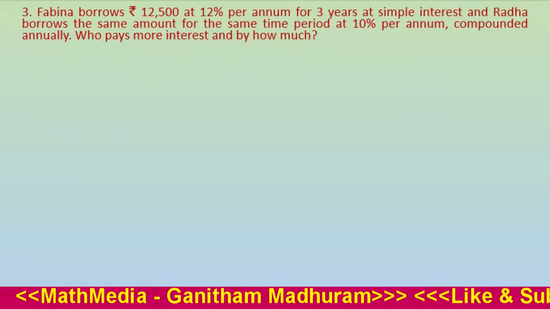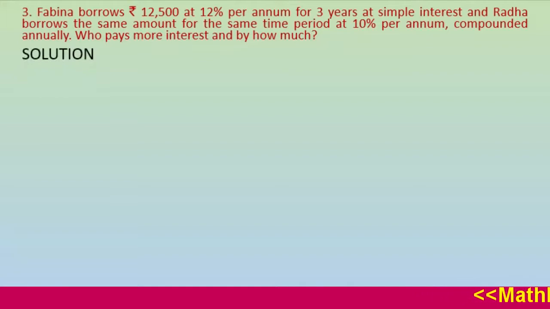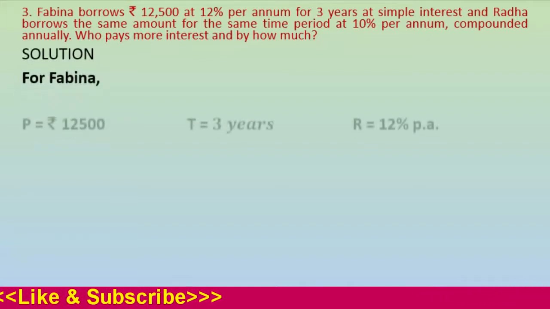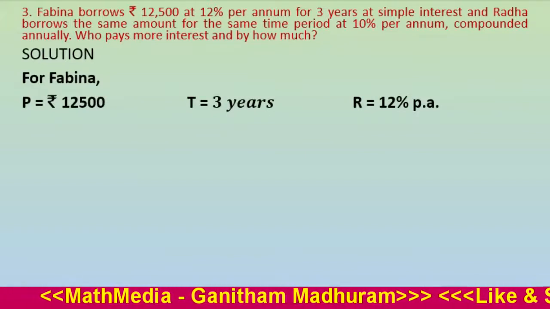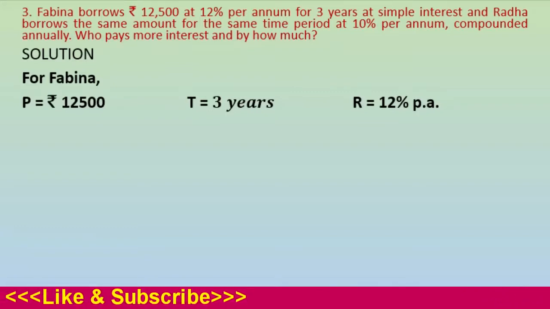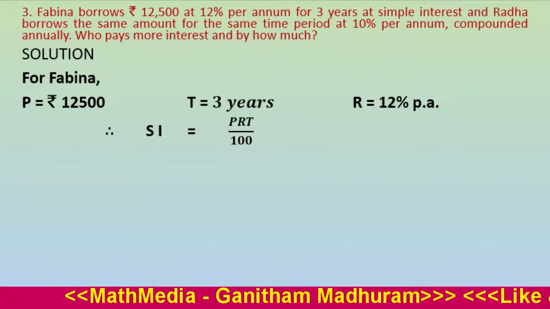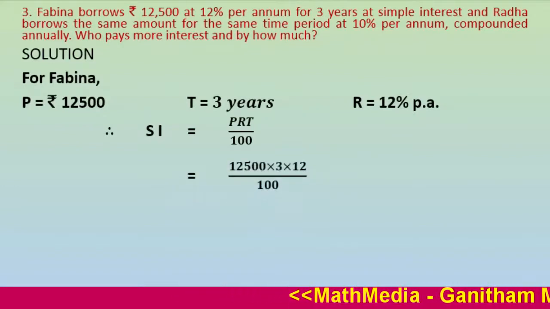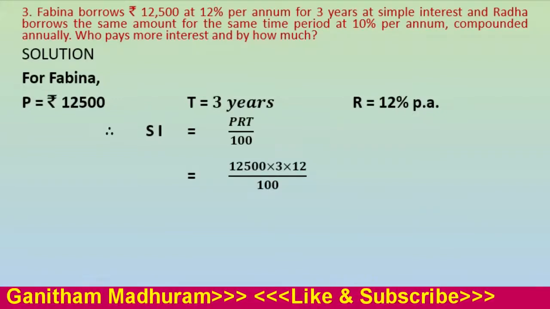So we can write like this. For Fabina, what information is given in the question? Write it first. Principal equal to 12,500. Time period equal to 3 years. Rate equal to 12% per annum. Do you remember the formula of simple interest? Yes, I equal to PRT upon 100. Substitute the values over there. So we get 12,500 into 3 into 12 whole divided by 100.